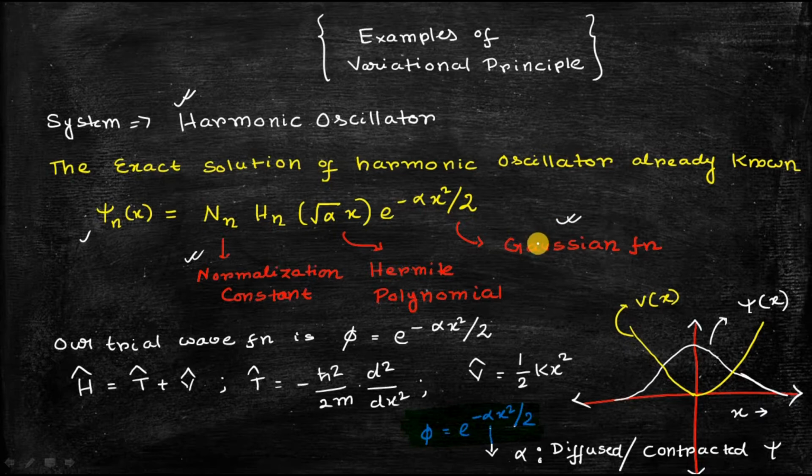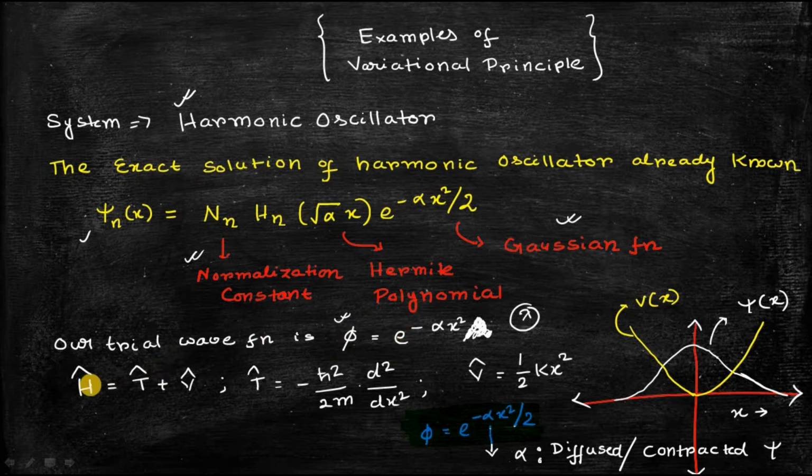Now suppose we have chosen some kind of trial wave function phi. Suppose our trial wave function is phi equals e to the power minus alpha x squared. Here alpha is the same type of parameter as lambda: by varying alpha we can shape or change our trial wave function according to our wish. So this is our trial wave function.